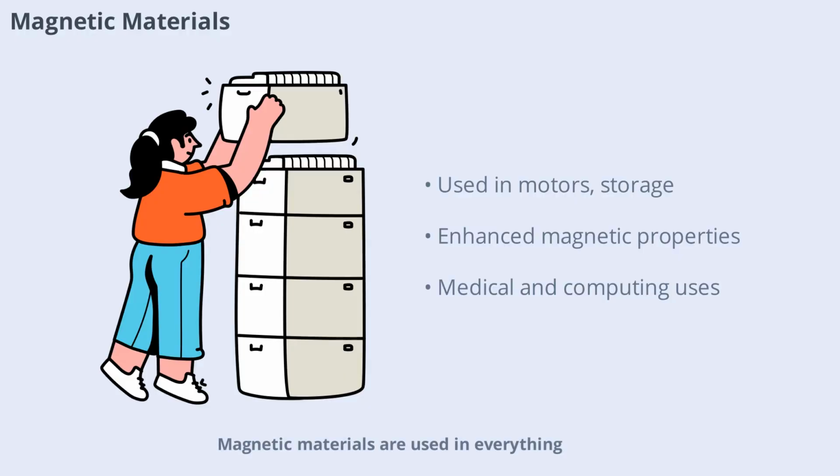Magnetic materials are used in everything from electric motors to data storage devices. Materials engineers study how to enhance magnetic properties for better performance. Advances in magnetic materials have led to more efficient motors, improved medical imaging, and even new types of memory for computers.